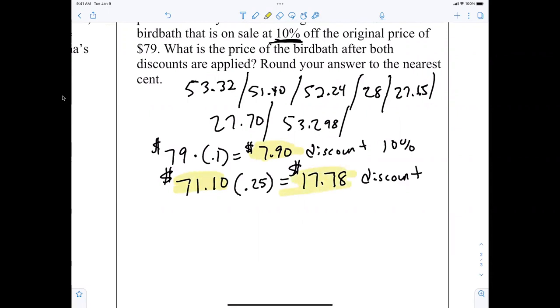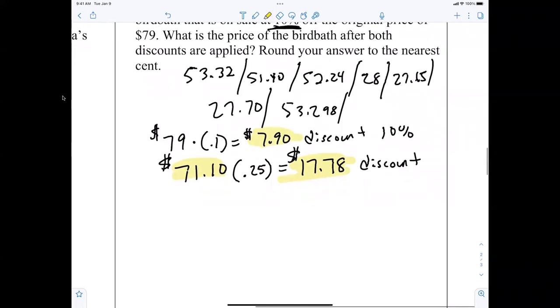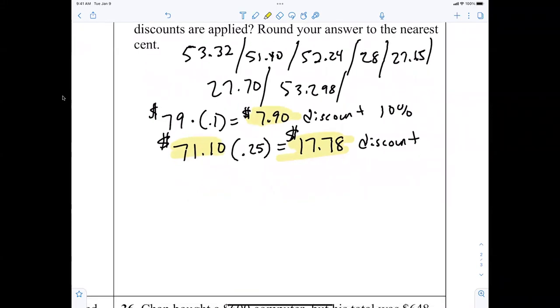You want to pay more, huh? Right? If you go to the store and you take 25% off, you don't go, wow, you're so generous. Let's just add that to the bill. Is that a discount if they add something to the bill? So obviously we would do what with that? Subtract, right? So now everybody take 71.10 minus 17.78. Tell me what that is, please.